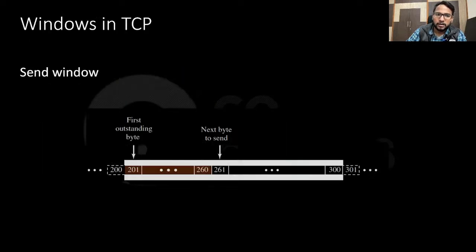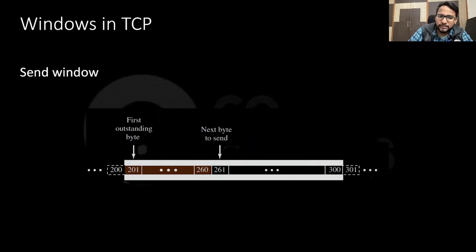Now let's see the windows in TCP, what are the sending window and the receiving window. There is a sending window and a receiving window, because the sender is sending some data and the receiver is receiving some data. So there is a sending buffer and a receiving buffer. Let's suppose this is the sending window. This is the first outstanding byte, which means I have just sent these many bytes, and now I am about to send this byte.